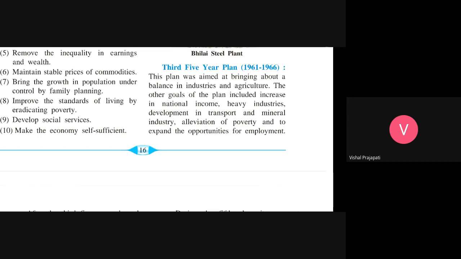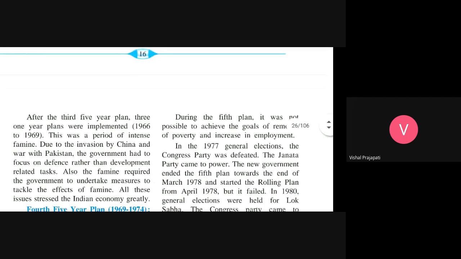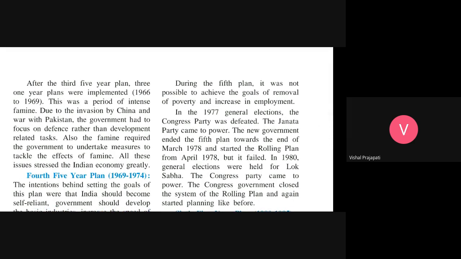Okay, so by creating different employment opportunities, by creating jobs in our country, people can work there and poverty can be removed from our country. We can eradicate poverty from our country. By expanding opportunities for employment for our people, they can work, they can earn, they can improve their standard of living, they can come out of poverty, they can increase their income. So this was the goal for the third five-year plan.